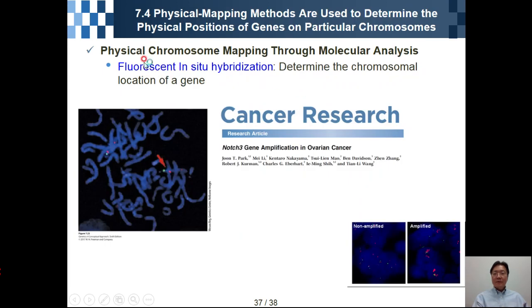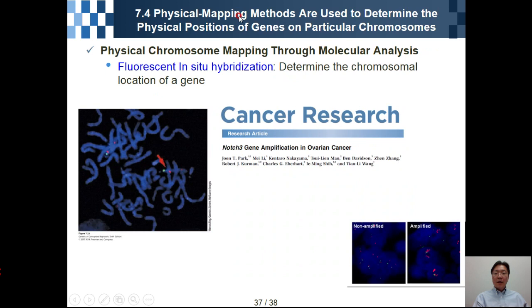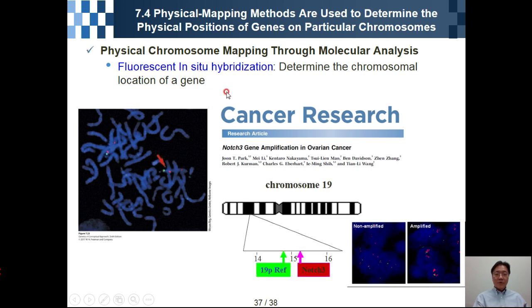In this slide, I will explain another physical chromosomal mapping through molecular analysis. Previously, we learned that deletion mapping is one method of physical mapping. Another method that people usually use nowadays is fluorescent in situ hybridization. It can determine the chromosomal location of a gene. So this is an example. During my PhD, I also did fluorescent in situ hybridization. For example, this is chromosome 19.